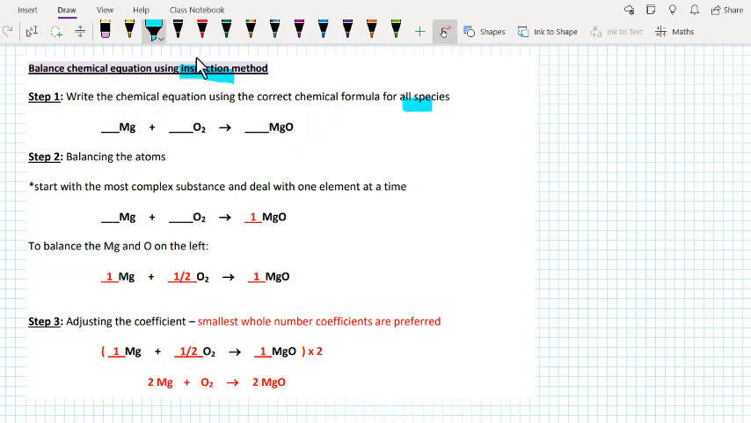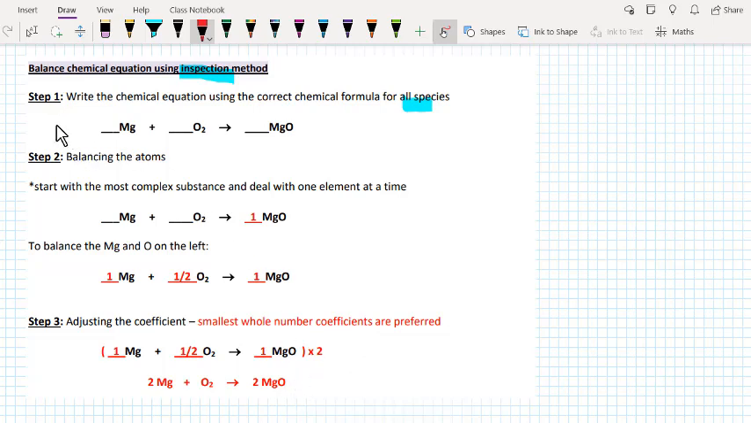Then step 2, you need to balance the atoms. Always start with the most complex substance and deal with one element at a time. Then we want to balance the magnesium and oxygen on the left. The last step is adjusting the coefficients. We prefer the smallest whole number coefficients for all of these.